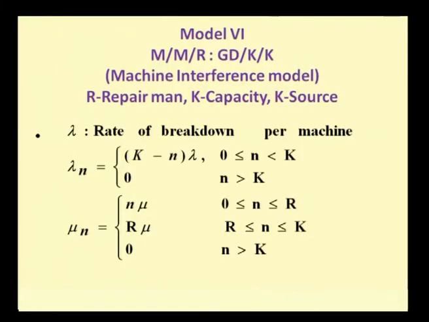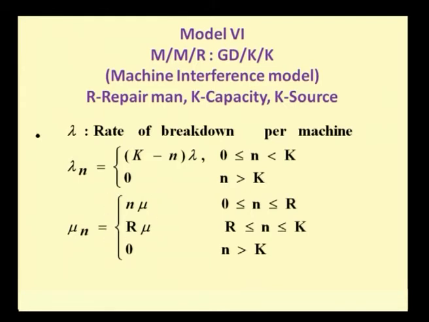Similarly here, for the arrival rate, we define it as k minus n, because those are the number of machines that would be available in the population to break down and come to the service facility. And once all k of them, which is the restriction from the source, are in the repair facility, then we have lambda n to be 0 since n is greater than k, because there cannot be any machine that could arrive into the servicing facility.